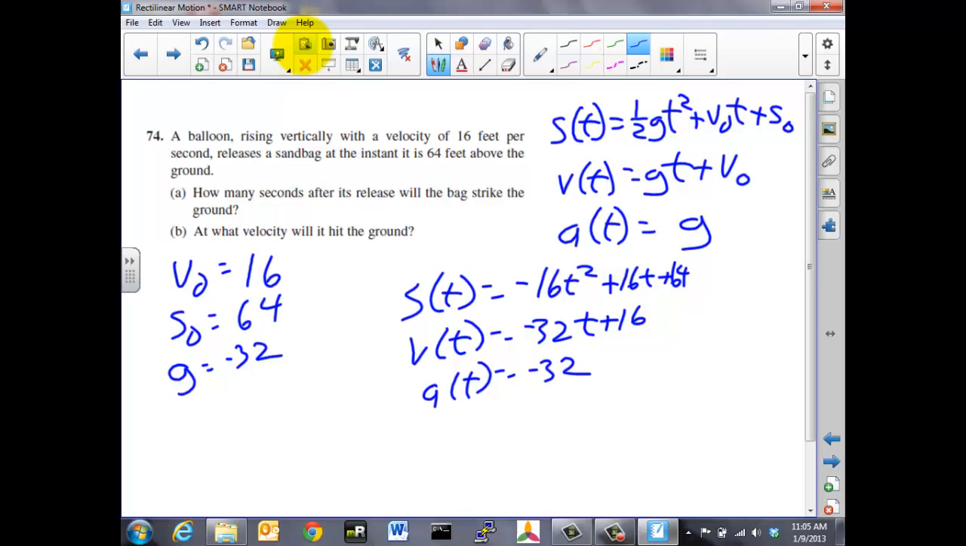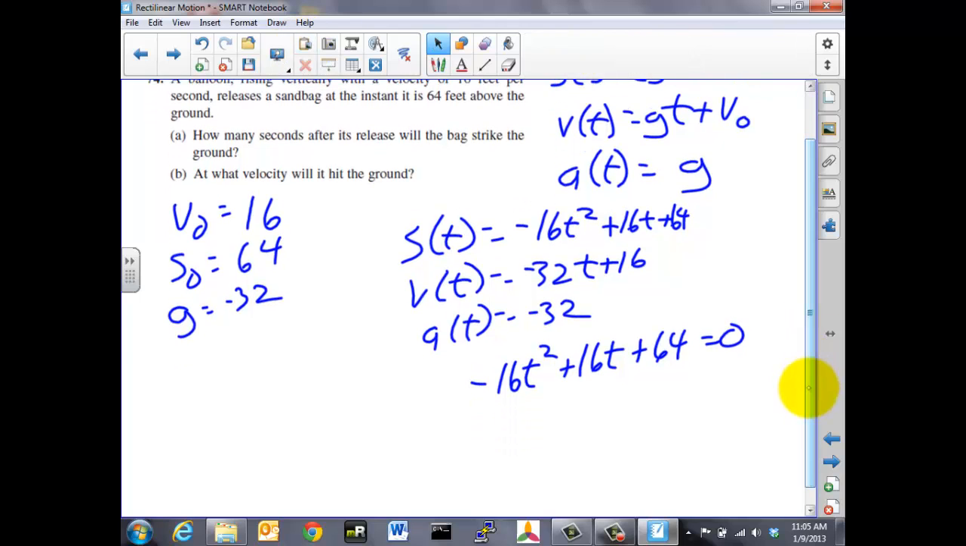So, could you do the first one and just make the position 0. Where it's at is going to be 0 when it hits the ground. That's our 0 point. Now, how do we know the ground's 0? Because it's 64 feet above that. Right. We said the initial position was 64, which was 64 feet above the ground. So we can take this top one and set it equal to 0. -16t squared plus 16t plus 64 equals 0.